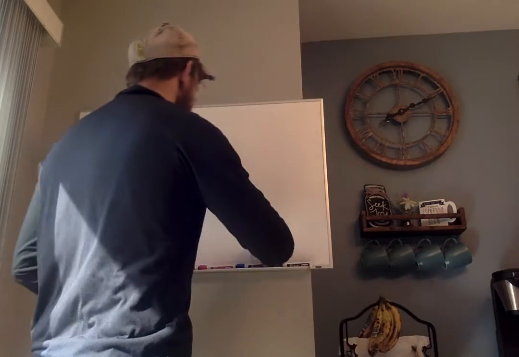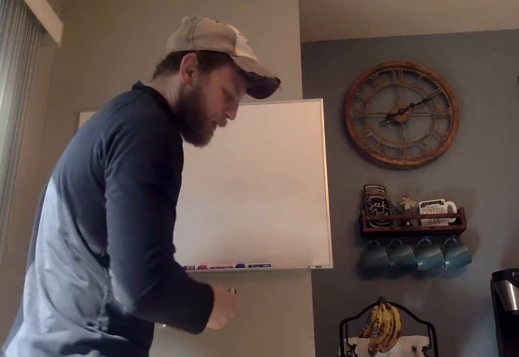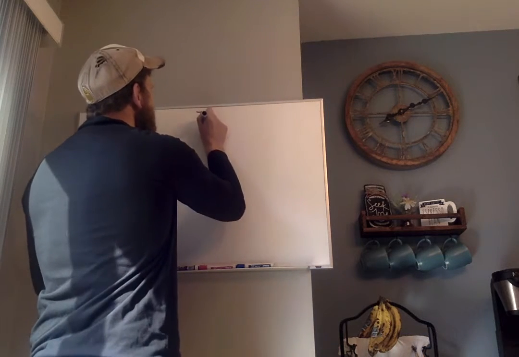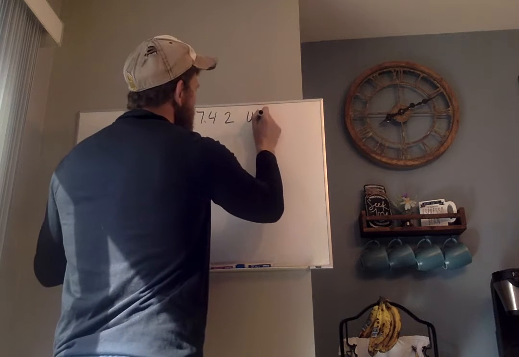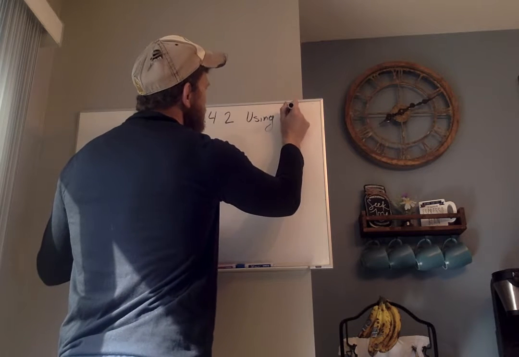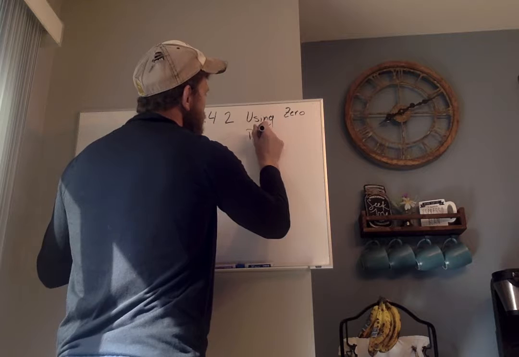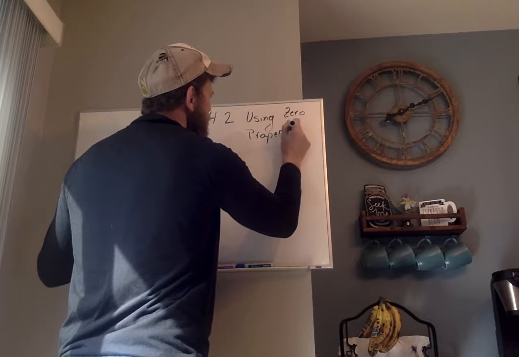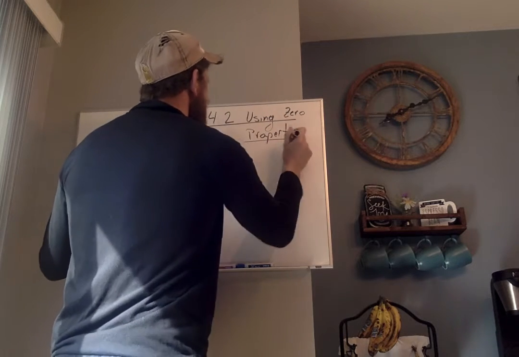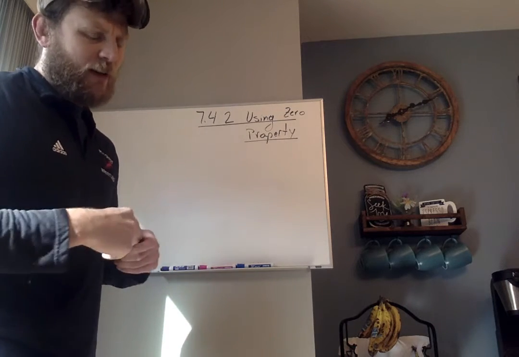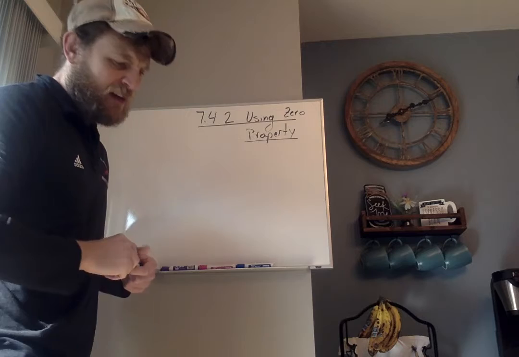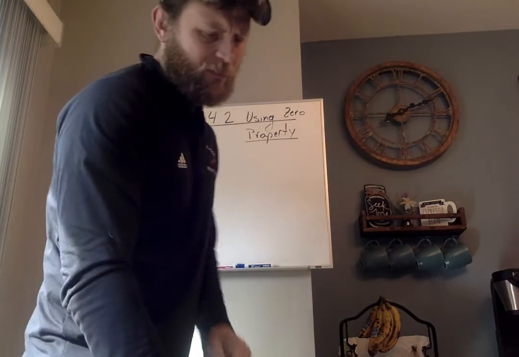So, all right, let's get this on the board. 7.4.2, using zero product property. Okay. Love this section. It's very useful, very helpful. Very, very straightforward.